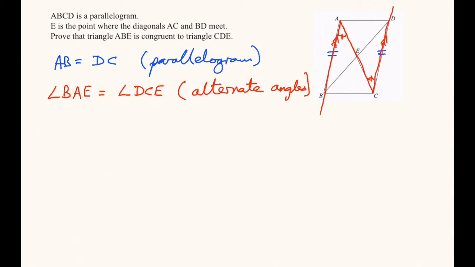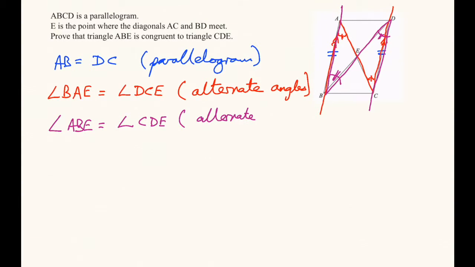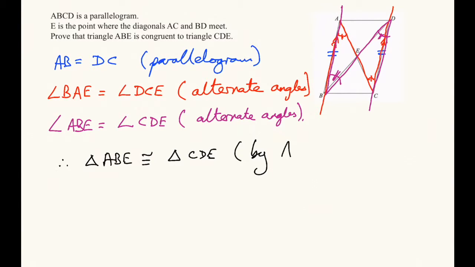Similarly, we can say that we've got another line coming here, up here, down here. So these angles here are also equal. Angle ABE equals angle CDE, and this is alternate angles as well. Therefore, we can finish this off. Triangle ABE is congruent to triangle CDE, and the reason by angle, side, angle. So we've got angle, side, angle, in that order.